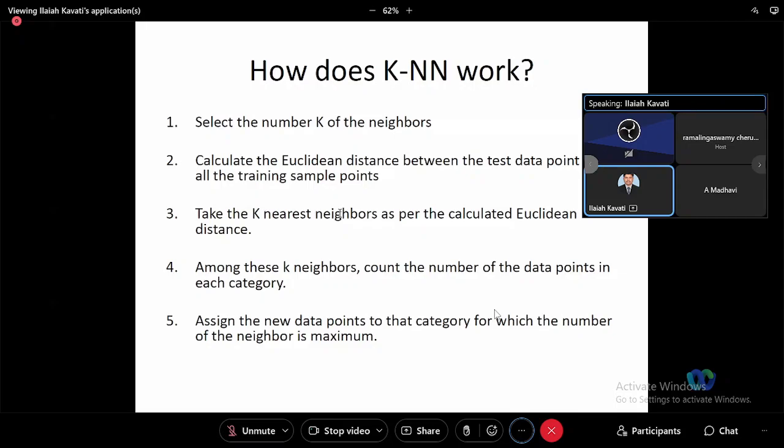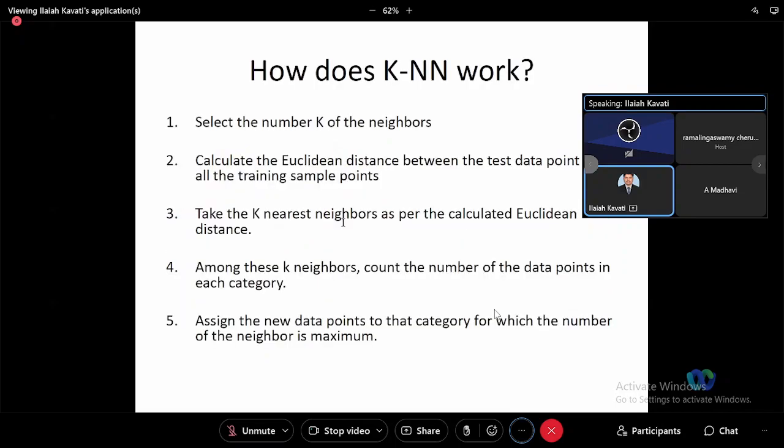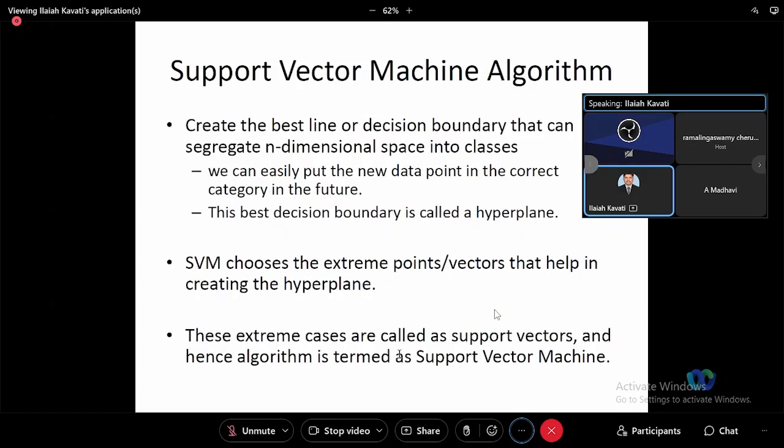Two cats, one dog if k equal to 3. If k equal to 7, what is the majority here? The majority is dogs. So like that, we need to do it. The last step is to assign the new data point to the category for which the votes are maximum, the number of neighbors is maximum. So like this, the algorithm will work.